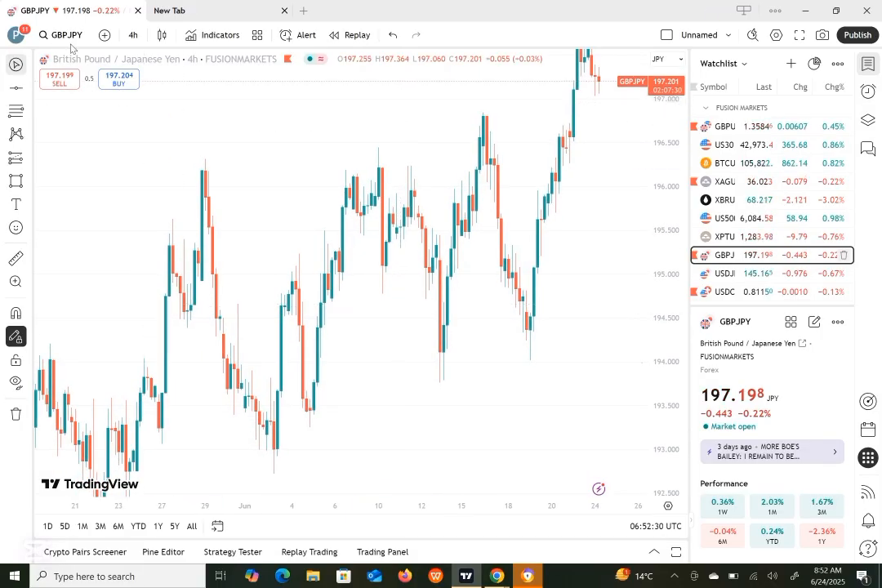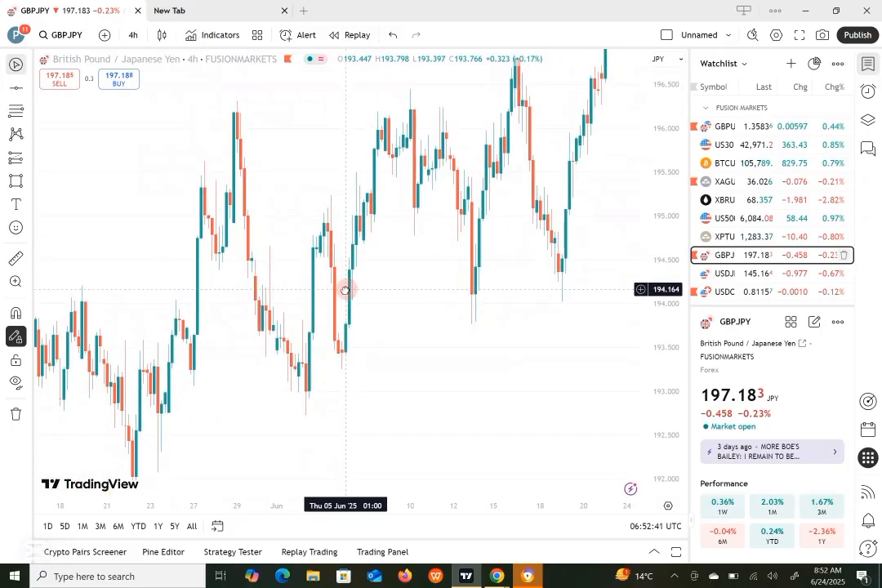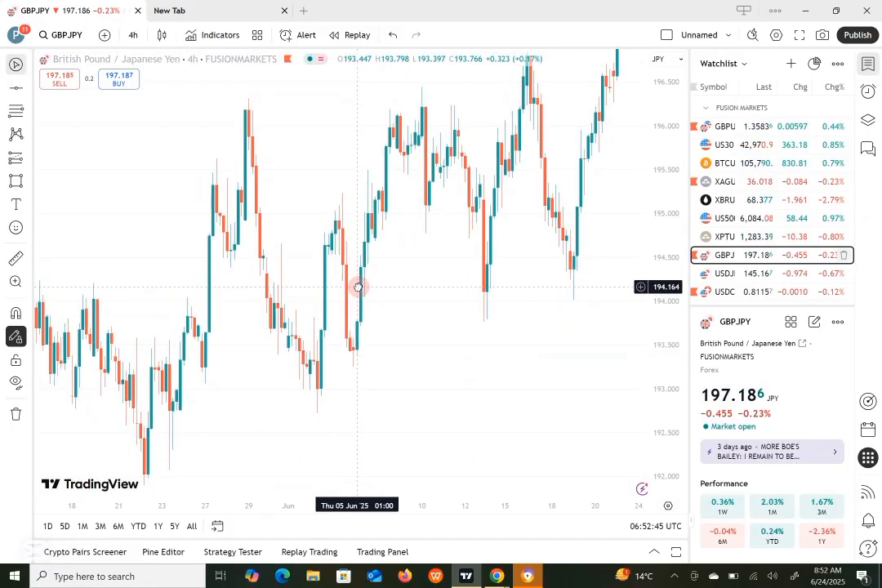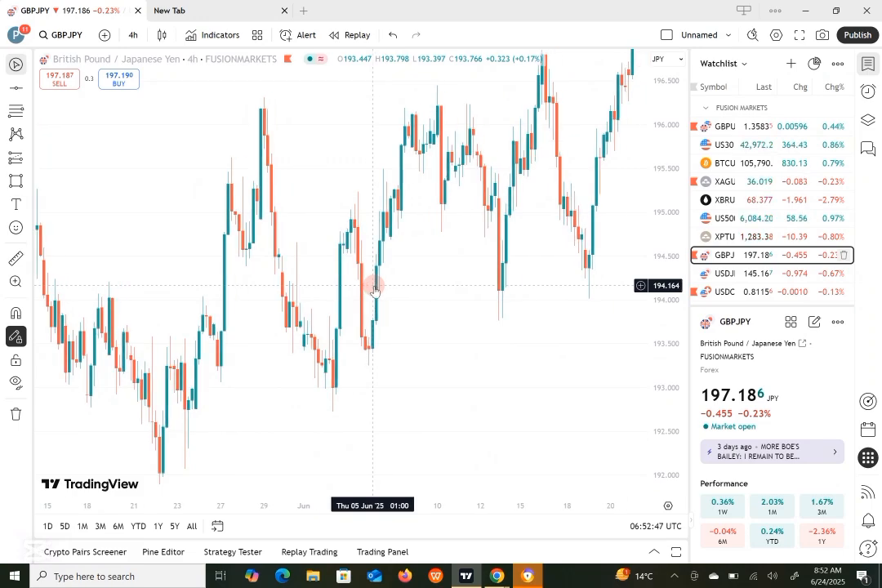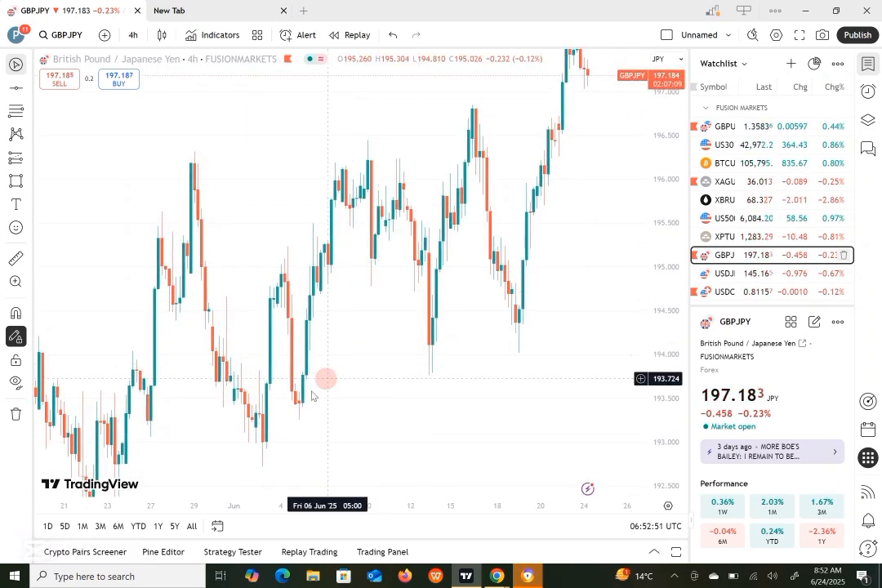So today we want to analyze GBPJPY. When we're doing our analysis, first of all, you want to look at the market structure. You want to analyze the market and see where price is heading and how your market is behaving, whether we're having a trending market, a ranging market, or just a choppy market.